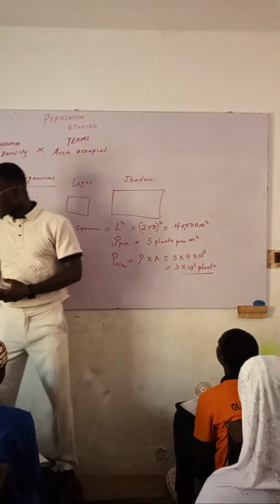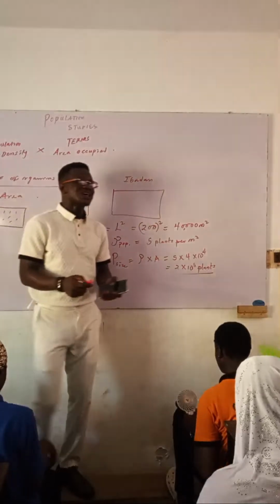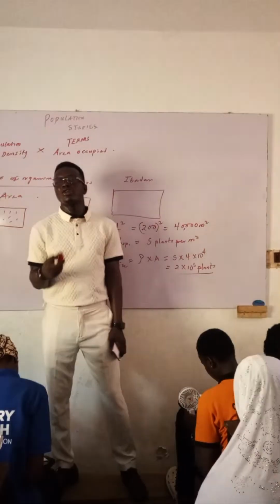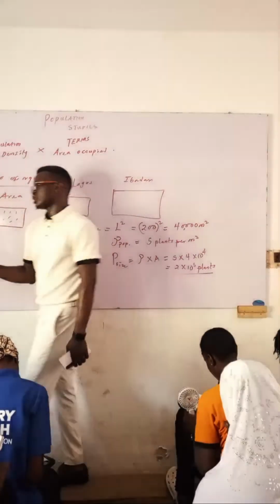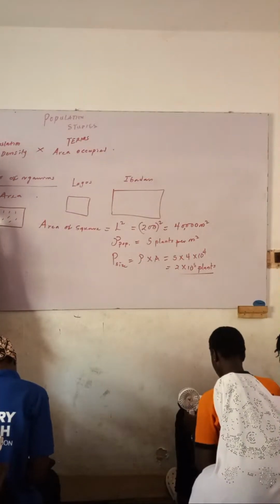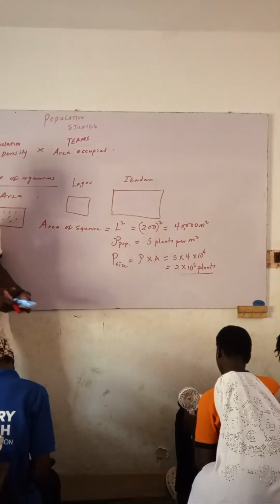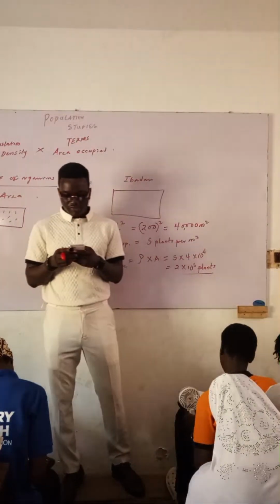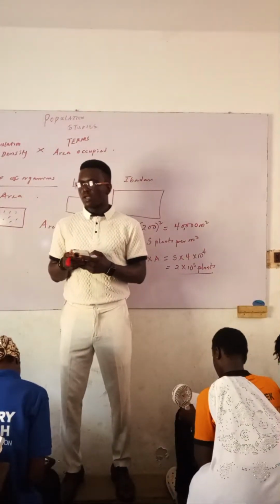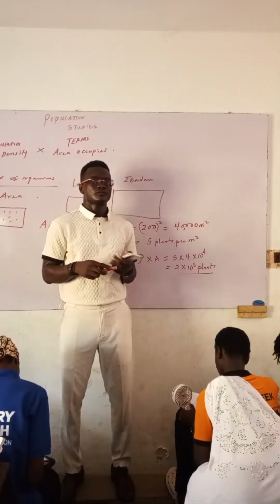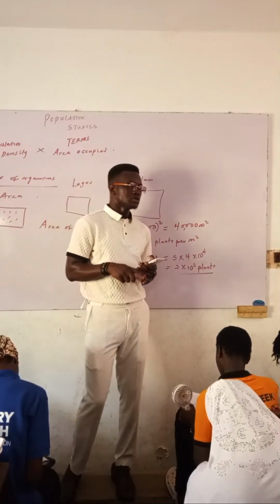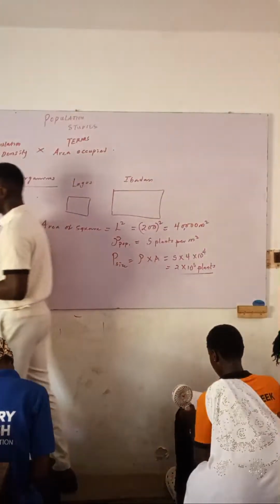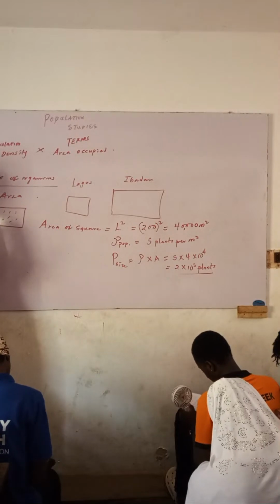So next, population frequency. This is defined as the number of times an individual occurs in a population of a given area.